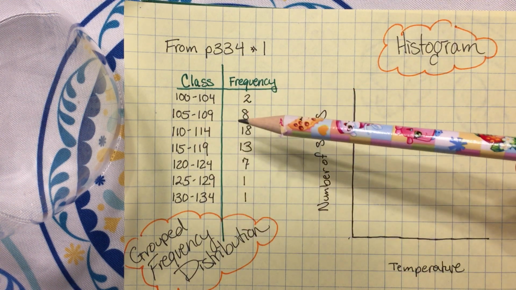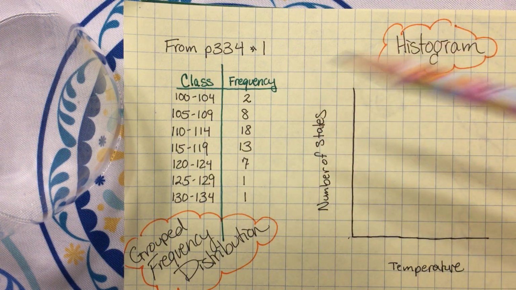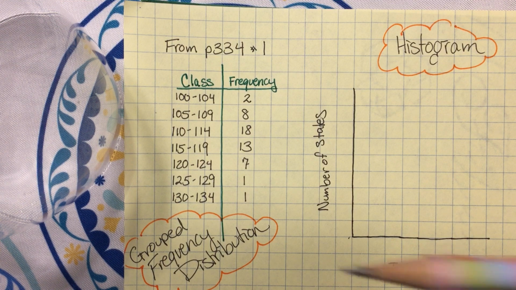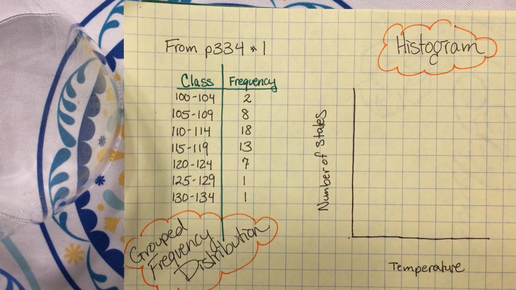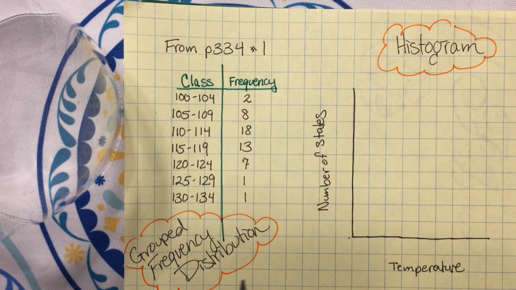This is a table from page 334, number 1. Interestingly enough, they claim that this is the same table that we created in section 4.1, but it's not. The numbers don't quite match up. But we're going to go with what they've printed on page 334 to avoid confusion. This is a grouped frequency distribution. Let's make a histogram of it.